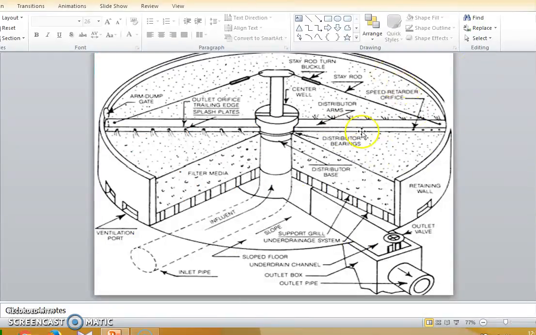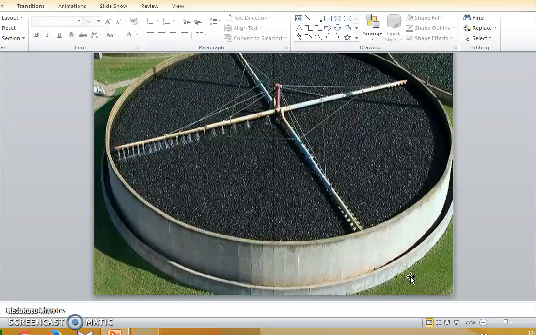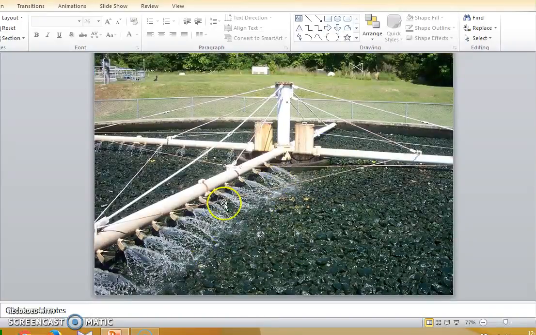And this is a typical cross section of a conventional trickling filter, consists of an influent pipe, rotary arms, filter media, under drainage system and a central effluent channel. So here you can see the photo of a conventional trickling filter. Here you can see the rotary arms sprinkling the wastewater to the filter media.